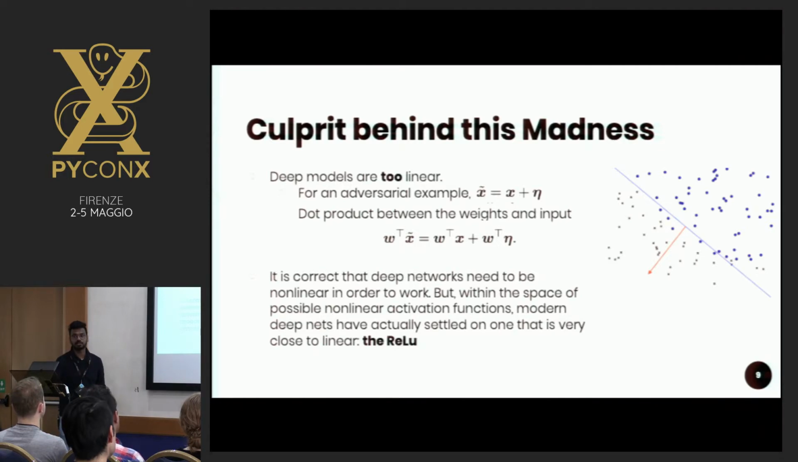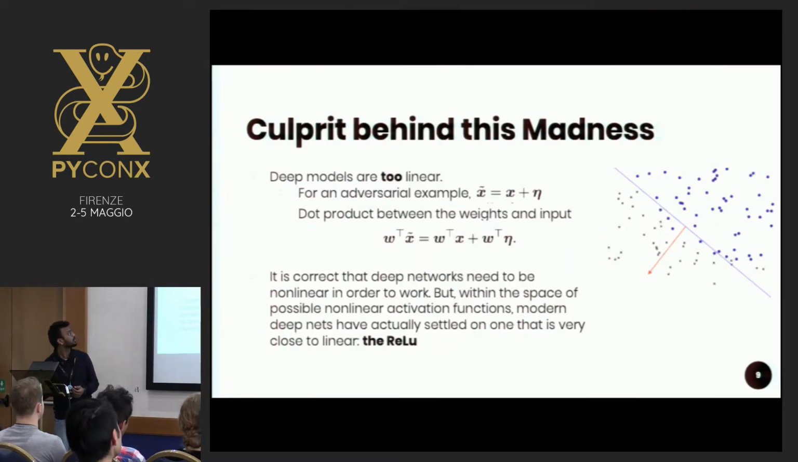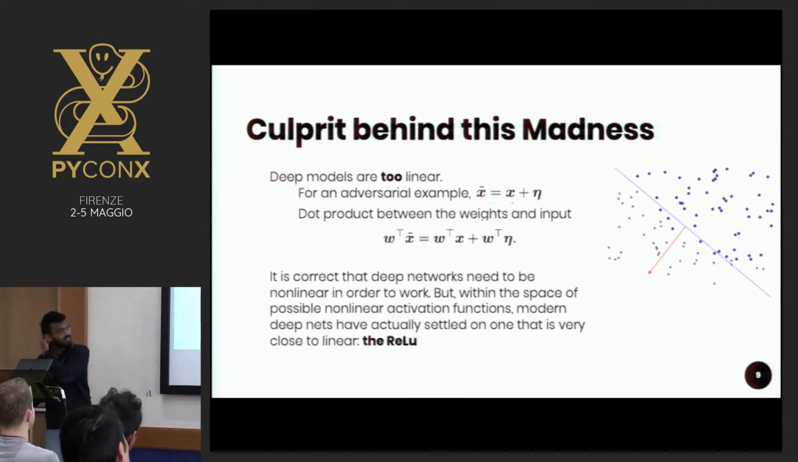Anyway, coming back to the problem, what was the culprit behind all this madness? Why was the classifier predicting a class which was not expected? Deep models are too linear. Some may assume I'm a fool for saying that deep models are too linear, since deep models are supposed to be non-linear. They have the capability to generate any kind of hyperplane.